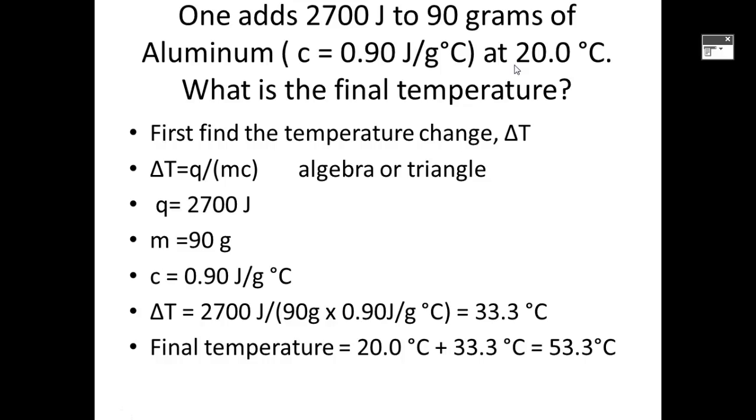So we're going to be doing a lot of these problems, guys. So get used to them and figure out a way to either use the algebra or the triangle. But we're going to have to do these in class coming up soon.